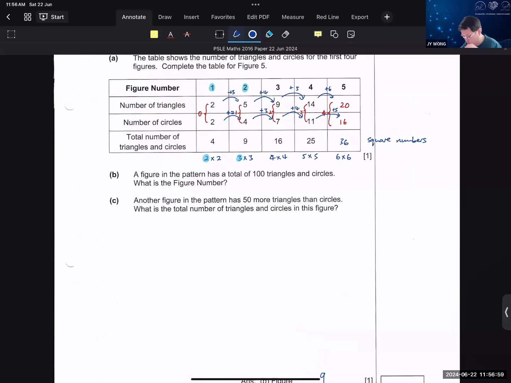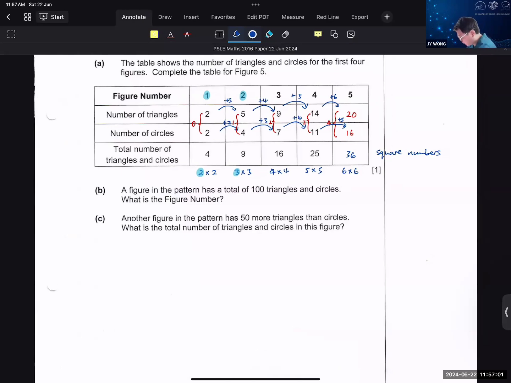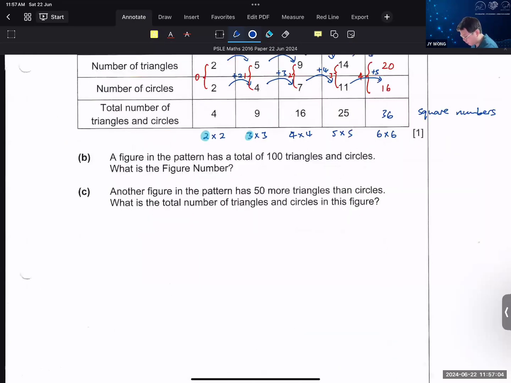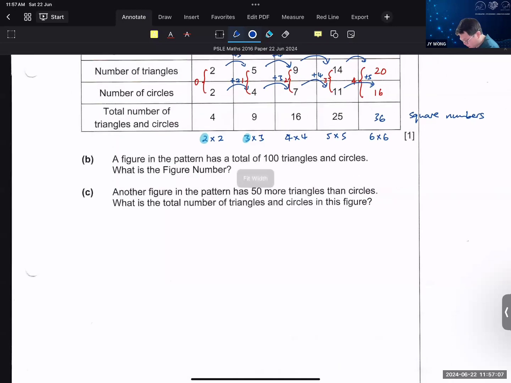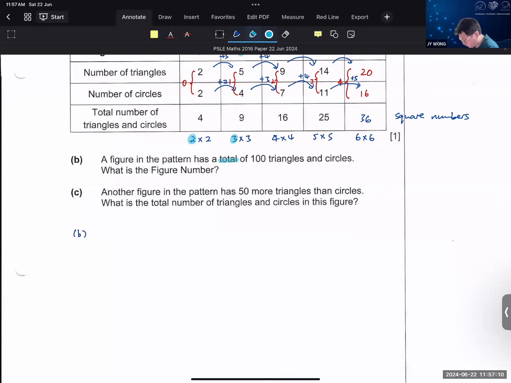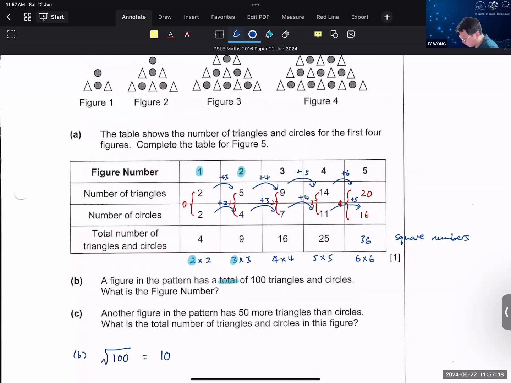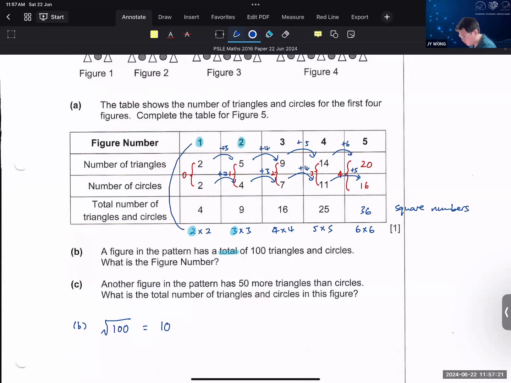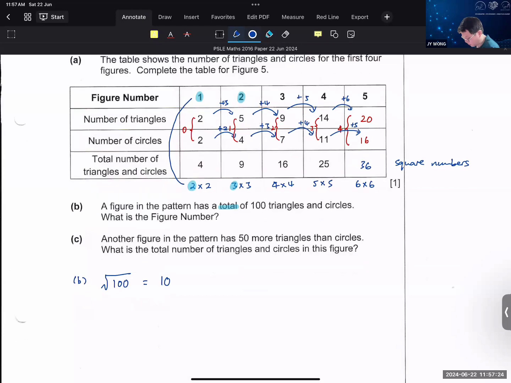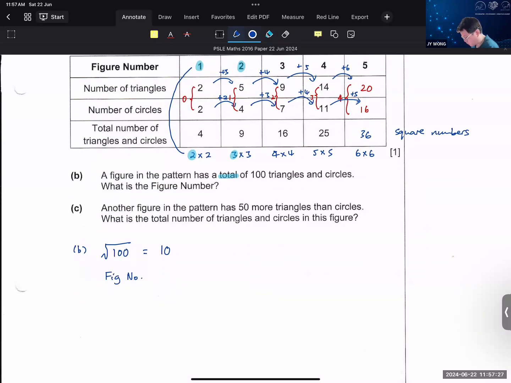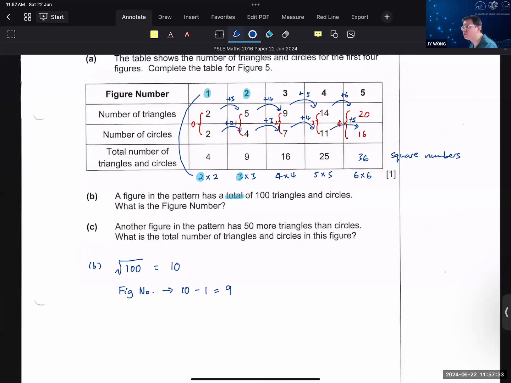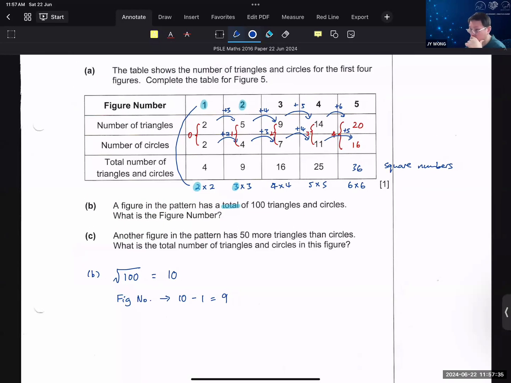Now, part A, I already showed you how to do. Part B: a figure in the pattern has a total of 100 triangles and circles. What is the figure number? This is total. So you should realize that the first thing you need to do is to square root 100. When you square root 100, you get 10. But this is where identifying the relationship is important. You realize that 10 times 10, but you need to minus 1 to get the figure number. While it's a square number pattern, it is your figure number plus 1. So in order to find the figure number, you need to minus 1.